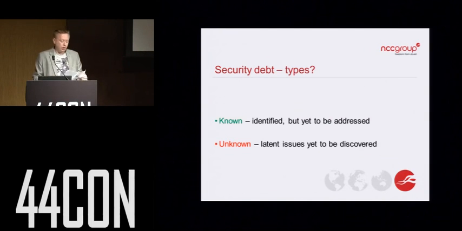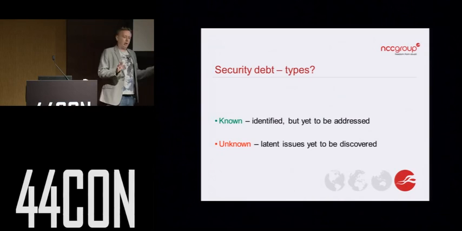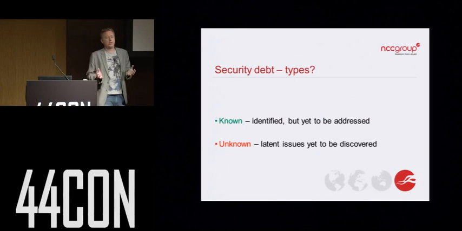So really, when we start looking at the types that we have, what's known and unknown, right? If you start out today and you've released a product and you don't have a security team, all of your security debt is primarily unknown and latent. You don't know how bad it is, you don't really understand the scale.